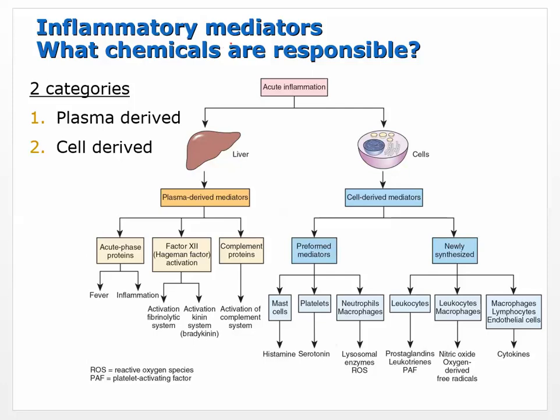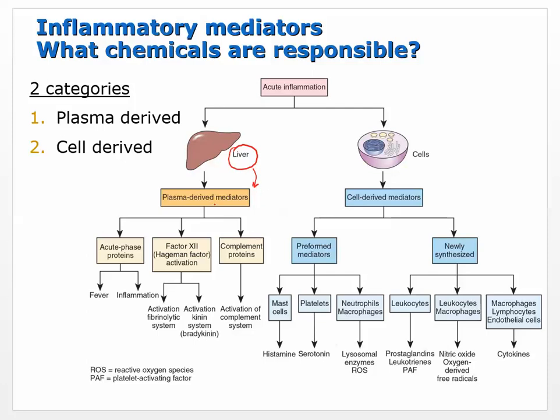So inflammatory mediators: what chemicals are responsible? This is a graph I have because we have to know the difference between cell-derived and plasma-derived. When you see the term plasma-derived, do yourself a favor and start thinking, okay, the liver is making chemicals and then releasing those into the plasma. It's usually the liver that's doing it.